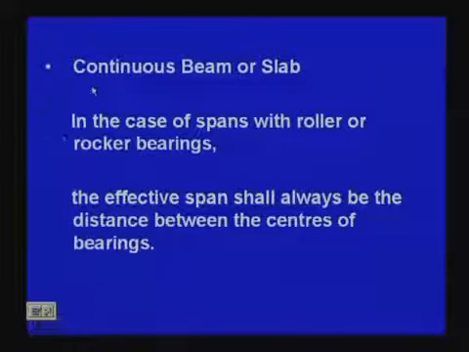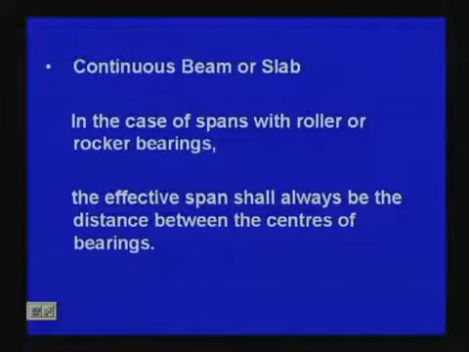Okay. Now, we have one more case, continuous beam or slab. In the case of spans with roller or rocker bearings, the effective span shall always be the distance between the centers of bearings. So, this is very simple. When you are talking about bearings, you just take the center to center distance between two bearings. Okay. All of them you will get in the IS 456, but I think this is required to know with examples.